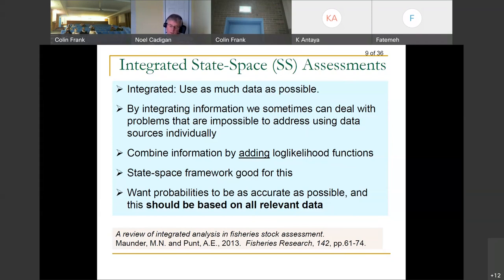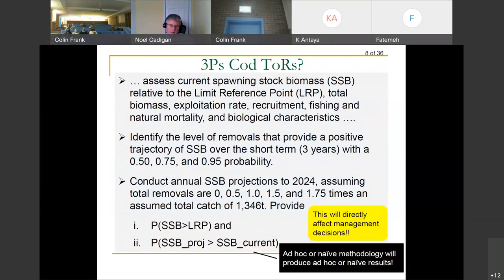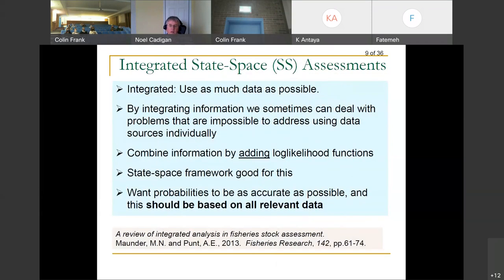So, like these probability statements I mentioned, we should strive to make sure they're as accurate as possible. One key part of that is that the probability should be based on all relevant data. An assessment that just uses part of the relevant data has no hope of producing probabilities as accurate as possible.